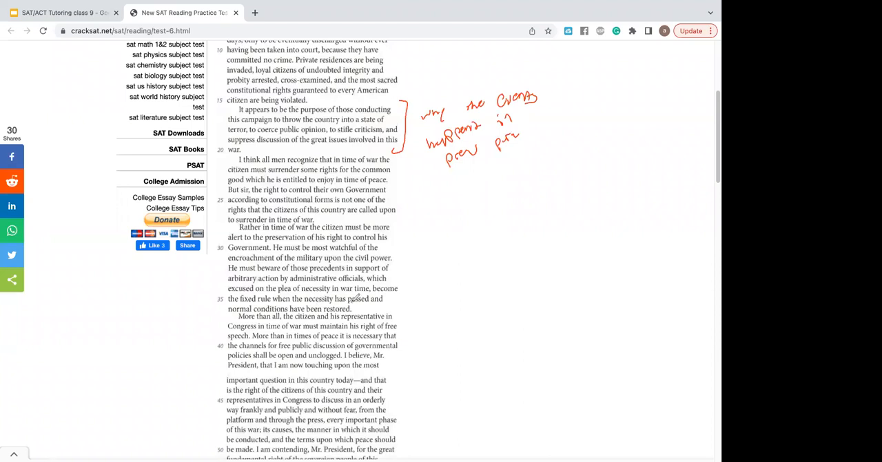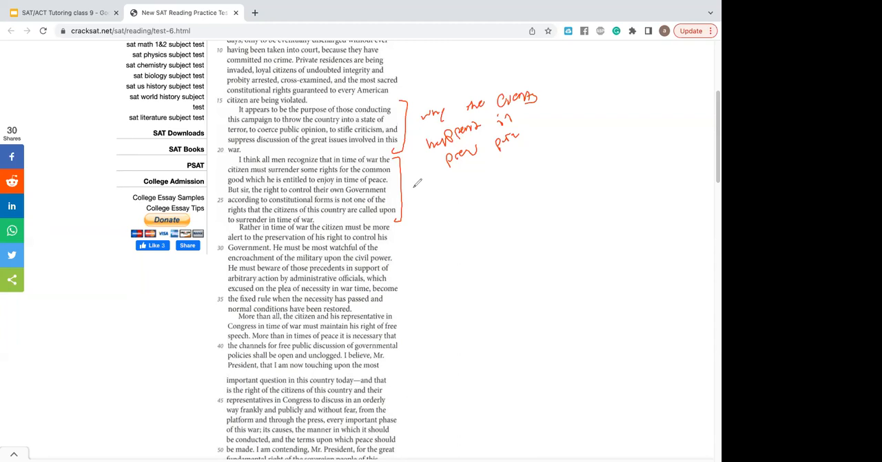I think all men recognize that in times of war, the citizen must surrender some rights for the common good, which he's entitled to enjoy in times of peace. But, sir, the right to control their own government according to constitutional forms is not one of the rights that the citizens of this country are called upon to surrender during the war, in time of war.